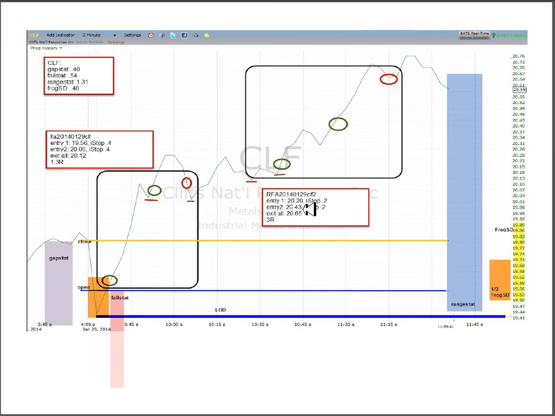And I'm going to take an entry at 20.20. I'm only going to use a 0.2 stop. Now I'm using the half a frog. It makes a nice move. By the time this price is here, I'm at no loss. We get a second entry when this is taken out at 20.43, also with a 0.2 stop.